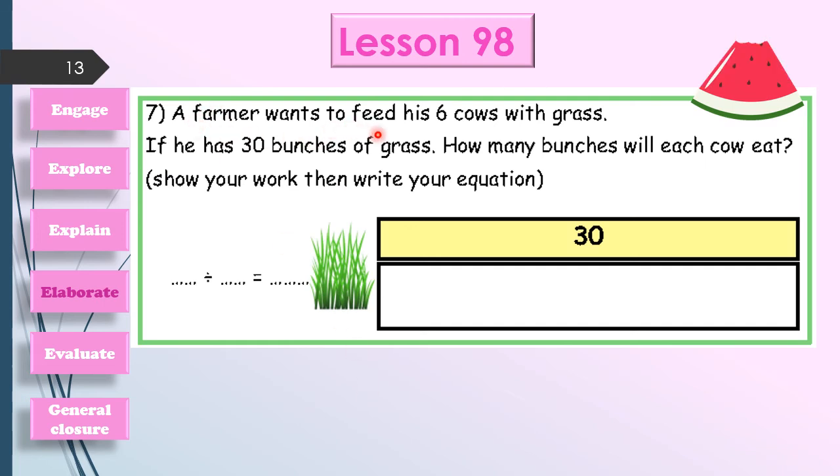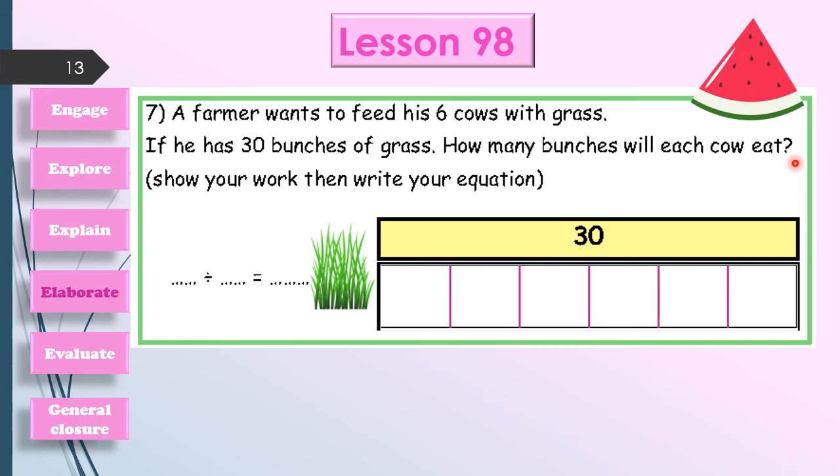Another exercise, number 7. A farmer wants to feed his 6 cows with grass. Now I have 6 cows. He has 30 bunches of grass. The whole number of grass is 30. And he wants to feed how many cows? Yes, 6 cows. Then I will divide this fraction strip into how many parts? Yes, 6 parts equally. How many bunches will each cow eat?